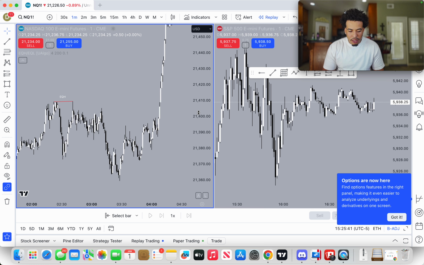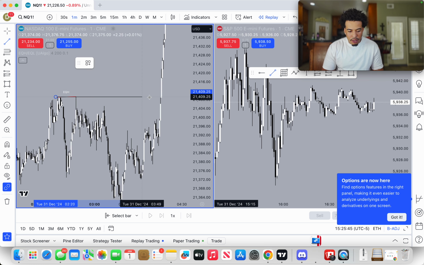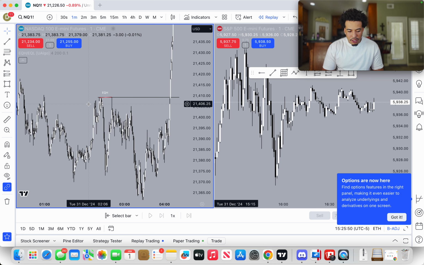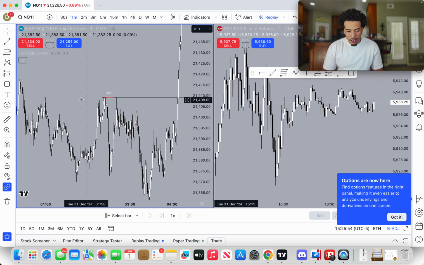Let me just show you guys another example of equal highs. These are almost exact highs right here. Boom. You could see equal highs, swept, right? Equal highs, targeted, relative equal highs. Boom.